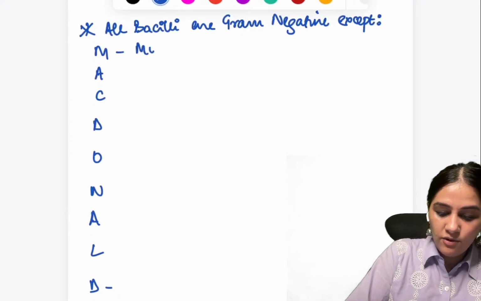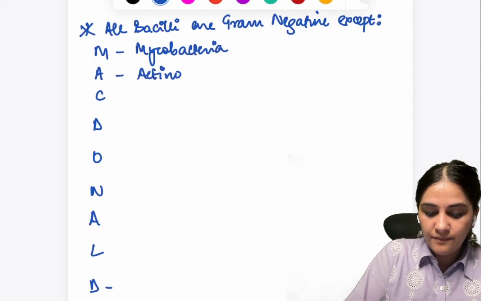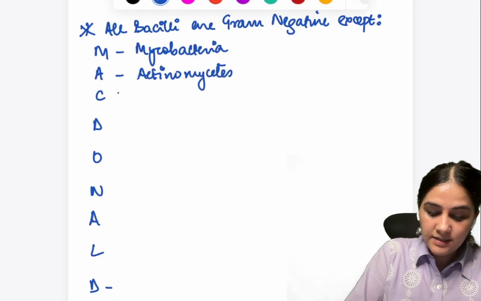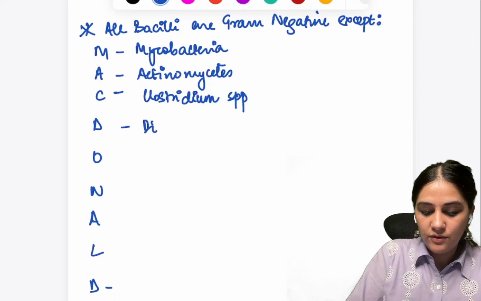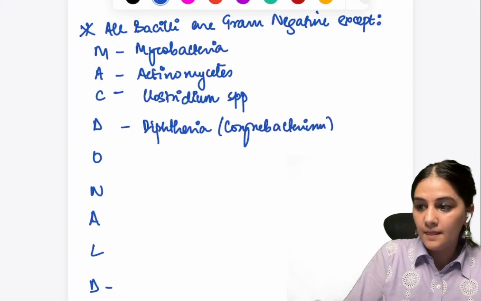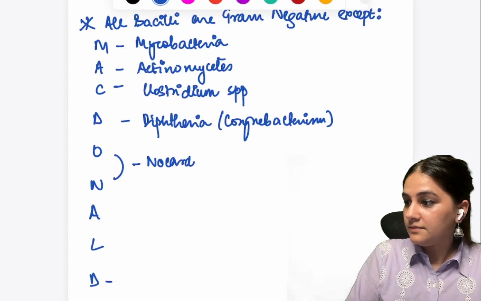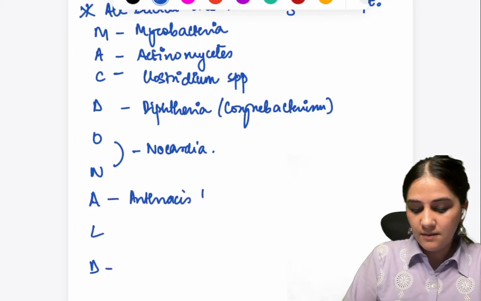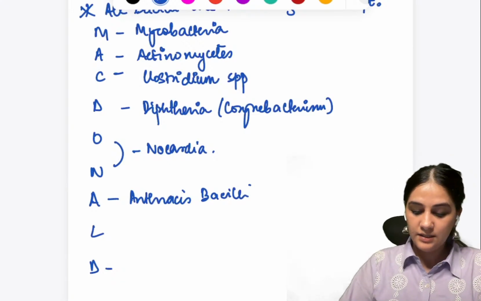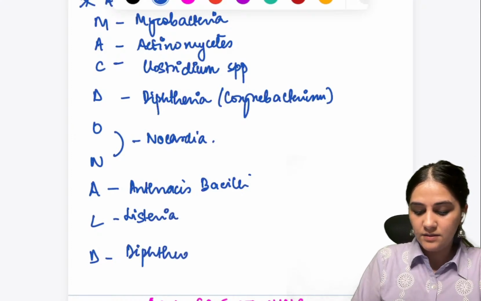So what is M in this? All the mycobacteria. A is for your actinomycetes. C is for Clostridium species. D is for your diphtheria or Corynebacterium. O and N, read it as Nocardia. Then A is for your anthracis bacilli, or Bacillus anthracis, what you call it. L is for Listeria and D is for your diphtheroids.